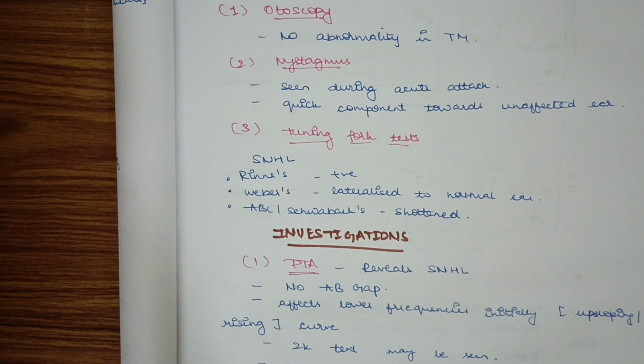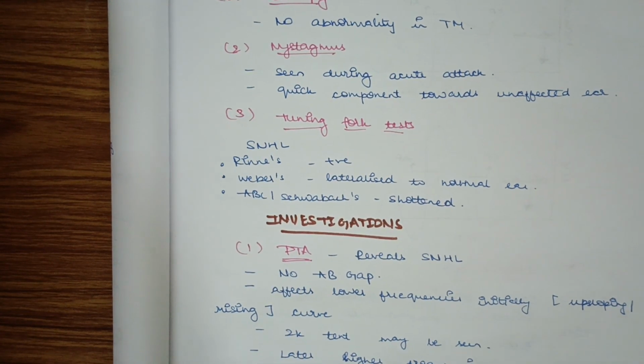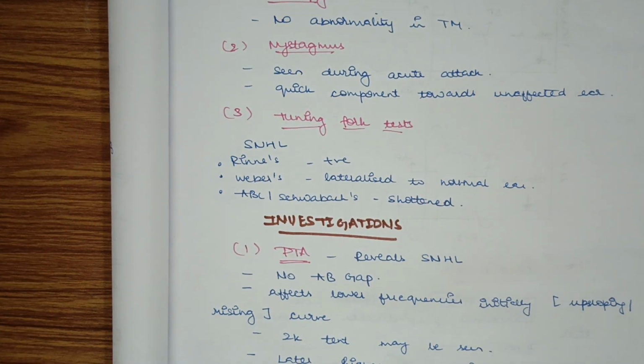During fork tests, since it is a sensory neural hearing loss, the Rinne's test will be positive. Weber's test will be lateralized to the normal ear, and absolute bone conduction or Schwabach's test will be shortened.